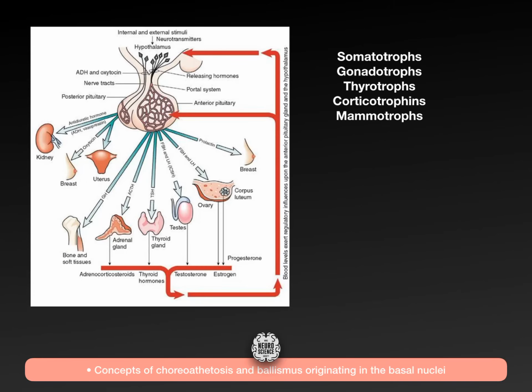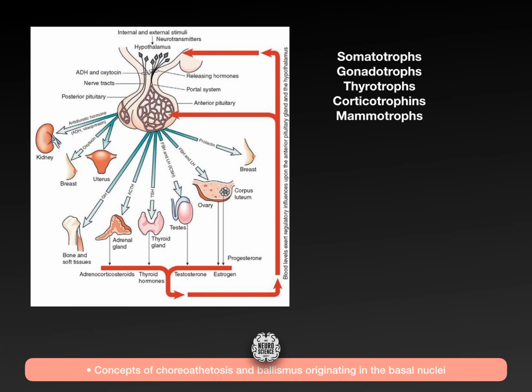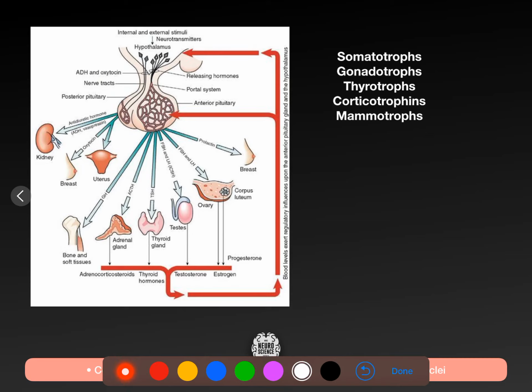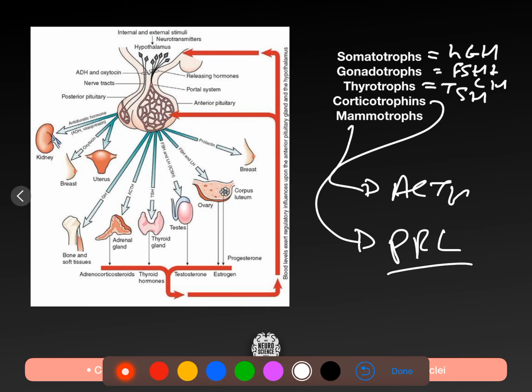So what about the hypothalamic pituitary axis? Well, they've got quite a few. We can divide them into somatotrophs, gonadotrophs, thyrotrophs, corticotrophs, and mammotrophs. The somatotrophs are going to be secreting growth hormone, human growth hormone. The gonadotrophs are going to be secreting follicle-stimulating hormone and luteinizing hormone. Our thyrotrophs are going to be secreting TSH. Our corticotrophs are going to be secreting ACTH, and our mammotrophs are going to be secreting prolactin. Okay? So they are our prolactin regulators. Let's make sure we've covered all of those. Yep, prolactin, all that jazz.